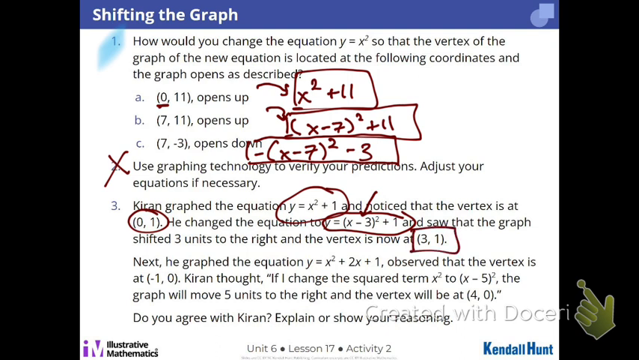So next he got this new equation. That new equation's right here. And he observed the vertex is at negative 1, 0 of that equation. Okay? If negative 1 goes in, I get 0 out. He's going to try changing the squared term, x squared, to x minus 5 squared. Because in theory, in vertex form, how would that move things? 5 to the right. And in theory, he's saying if you move 5 to the right from negative 1, he would end up here with the vertex, 4, 0.